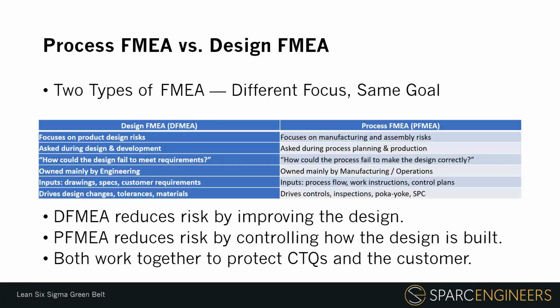Process FMEA versus Design FMEA. There are 2 common types of FMEA: Design FMEA and Process FMEA. A Design FMEA, or DFMEA, focuses on product design risks. It asks, how could the design fail to meet requirements? DFMEA is usually used during design and development. It is often owned mainly by engineering.